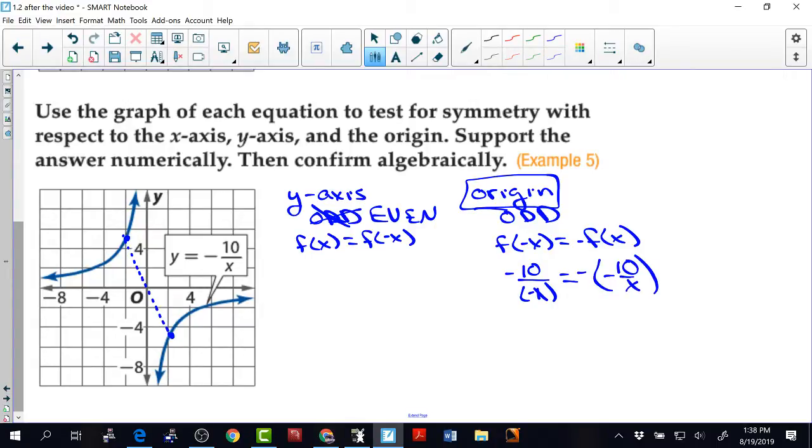Do the opposite. So negative over negative is a positive, and negative times a negative is a positive. That's proving algebraically that this is an even function. Odd function is what I meant to say. Odd function, not even. Any questions on this?